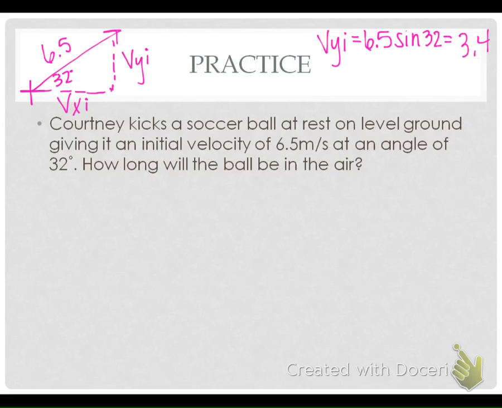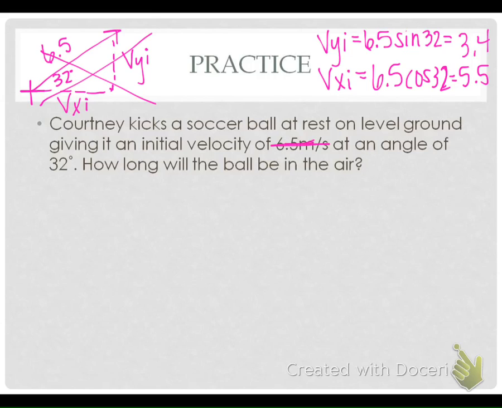And what about V sub xi? Good, 5.5. So we take 6.5 times cosine 32, and we get 5.5. So now we're done with this triangle. We're done with the 6.5. We're done with the 32 degrees. Those will not go anywhere else in our problem.